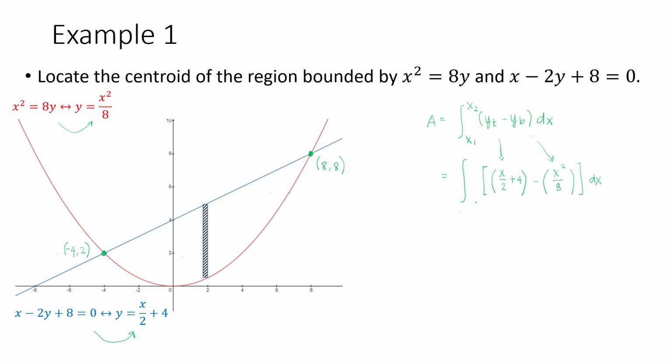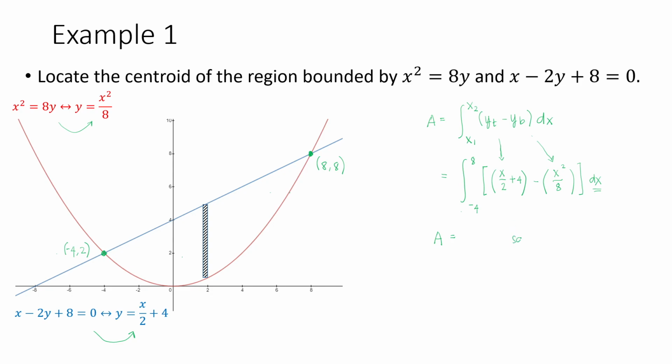So since we are in the vertical strip, the limit should be in the x-axis because also we are integrating with respect to x. So dapat x direction tatanan. So that would be from -4 going to 8. And then you now solve for the area using your calculator.